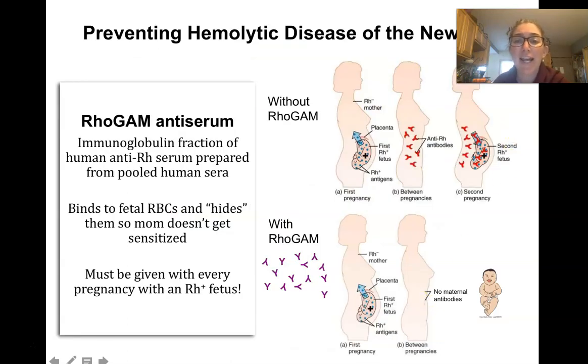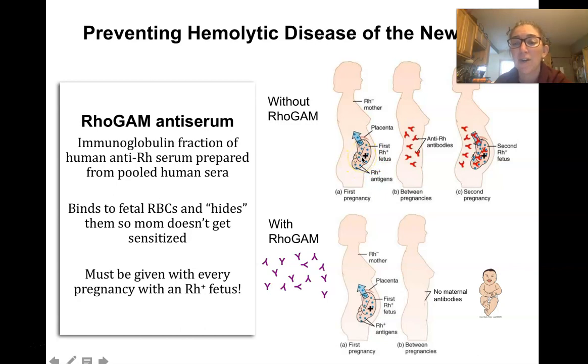women who are Rh negative are automatically given a shot of RhoGAM late in their pregnancy, even if their partner is Rh negative, just to make sure that everything is safe, but especially if their partner is Rh positive and there's a chance that the fetus is Rh positive.